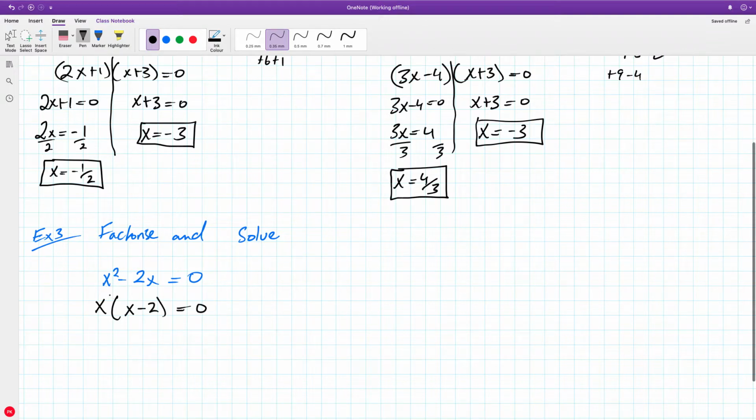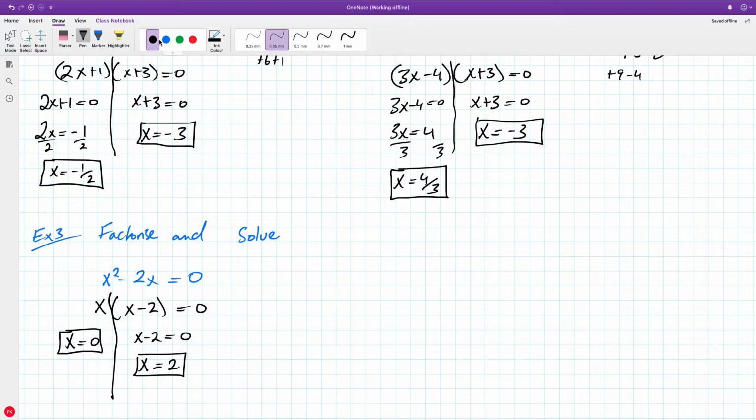And it's the same thing again. That's how far we would have to bring it before. But here, x is on its own, so it's just equal to 0. And on the right hand side, x minus 2 is equal to 0, x is equal to 2. Right, I want you to have a go and solve this one on your own. 5x squared minus 4x is equal to 0. Factorize it and then solve it.